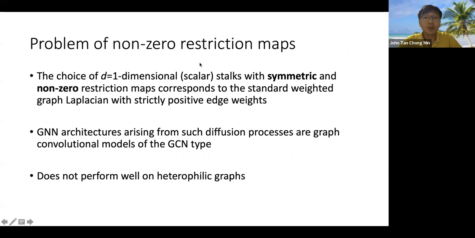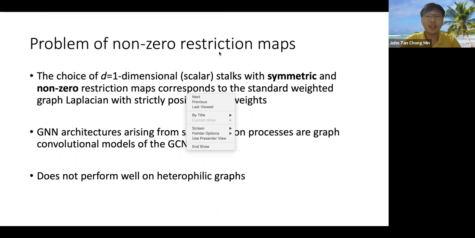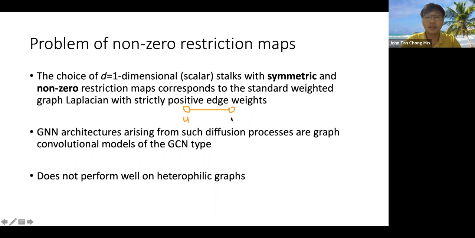So what is the problem of non-zero restriction maps? Say we have symmetric and non-zero restriction maps, or the mapping spaces. Symmetric is actually a very interesting definition. It just means that the way you map from U to E is the same as the way you map from V to E. So regardless of node position, it is a symmetric mapping.